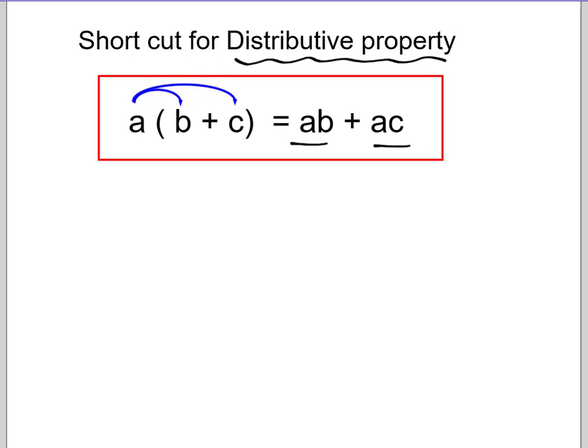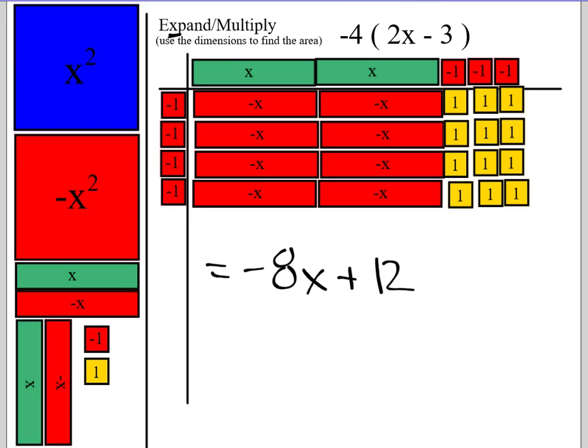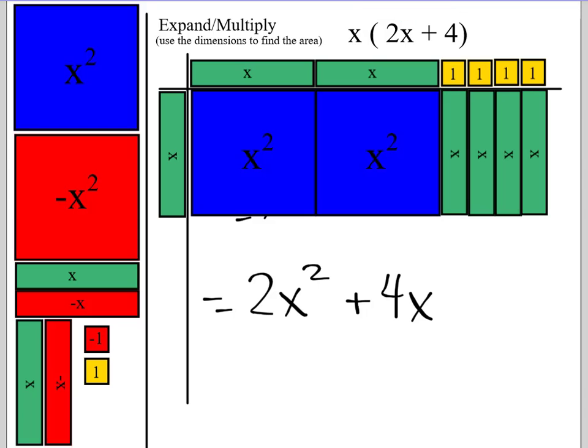So let's just go back and do a quick check. If we did distributive property, and we distribute to both of those, 3 times x is 3x, 3 times 2 is 6. Hey, it worked on that one. Let's check this one. Negative 4 times 2x, negative 8x. Negative 4 times negative 3, positive 12. Hey, it looks like it's working.